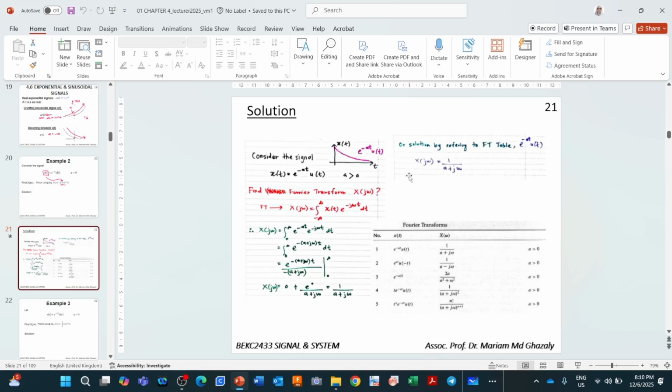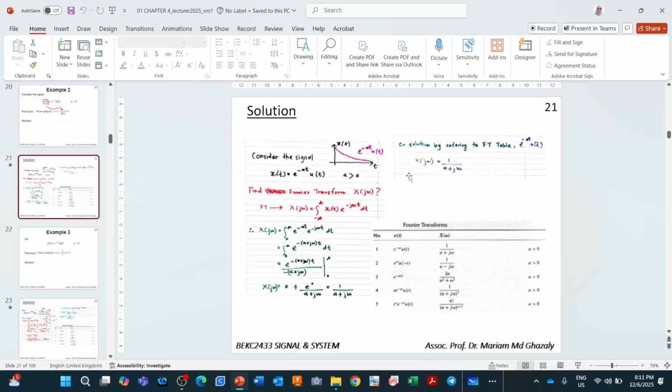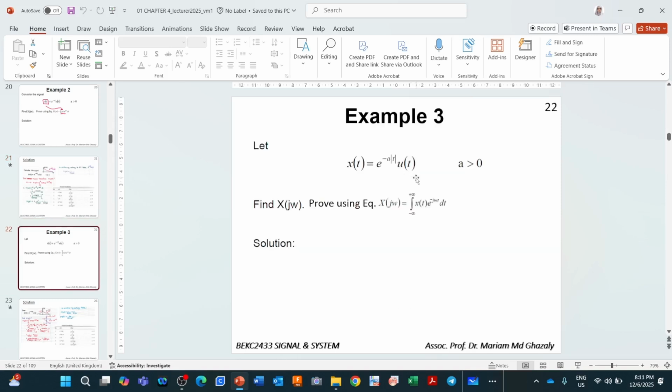So for this you may directly use the Fourier transform table. You need to check which equation you're going to use. So your equation is e^(-at), which is this one. So the Fourier transform equation that you need to use is this. So basically you already proved this. Example 2 is to prove, as an engineering student, where the equation came from. This is an example when you have a modulus for the t value.